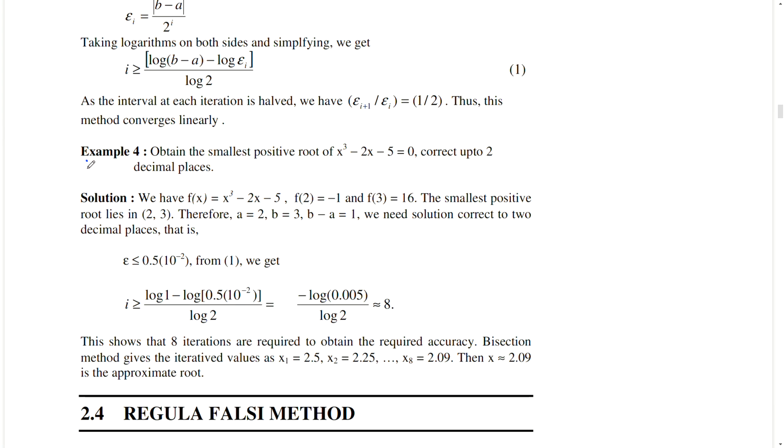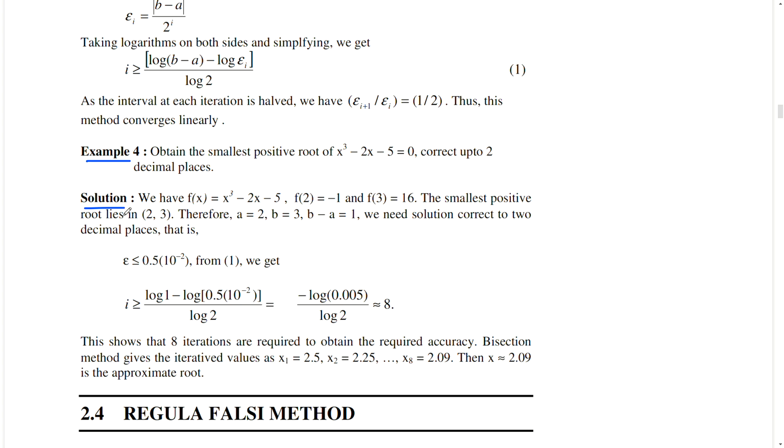Example 4. Obtain the smallest positive root of x cube minus 2x minus 5 equal to 0, correct up to 2 decimal places. Solution. We have f(x) equal to x cube minus 2x minus 5, f(2) equal to minus 1 and f(3) equal to 16. The smallest positive root lies in (2, 3). Therefore, a equal to 2, b equal to 3, b minus a equal to 1.